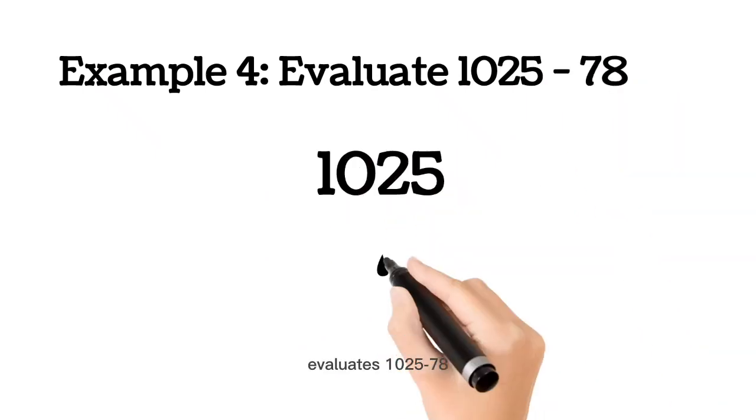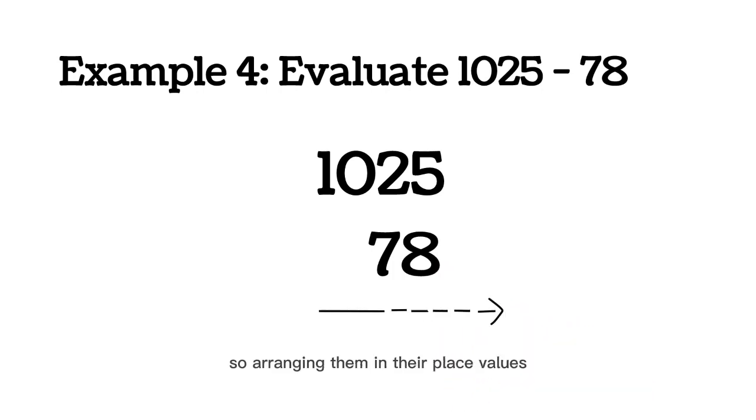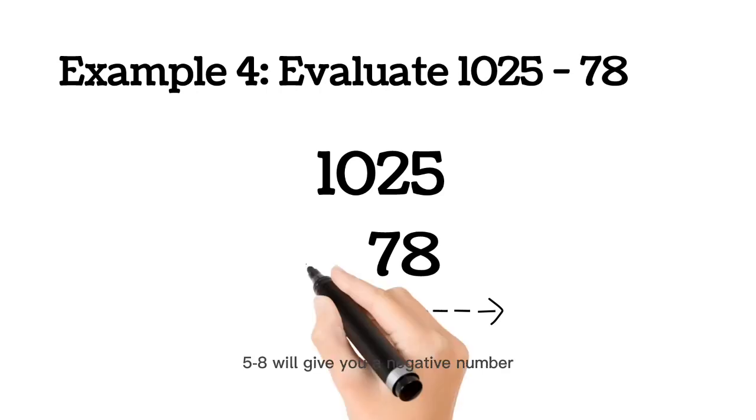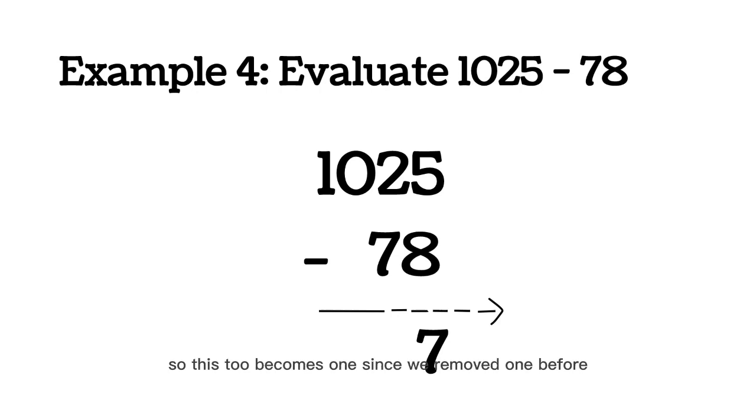Evaluate 1025 minus 78. So arranging them in their proper place values, we get something like this. So let's subtract. 5 minus 8 will give you a negative number, and we do not want that here. So we are going to borrow 1 from 2, and that one we are going to borrow will serve as 10, because this is base 10. So 10 plus 5 is 15. 15 minus 8 is 7. So this 2 becomes 1 since we removed 1 before.